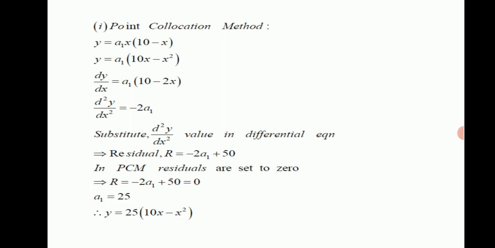Then we want to find the parameter a1. When minus 2a1 is equal to 0, this plus 50 term, when we move it to the other side, will give us minus 50, and both minus signs will cancel, and we will get the parameter a1 as 25. So a1 is equal to 25. So the solution is y is equal to 25 into 10x minus x square.